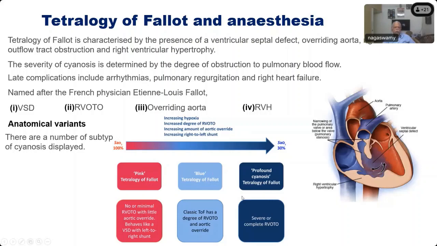In between these two extremes is the usual tetralogy that you see, where they become blue over a period of time and maintain that bluishness. And if they have infundibular spasm, they develop hypercyanotic spells now and then.